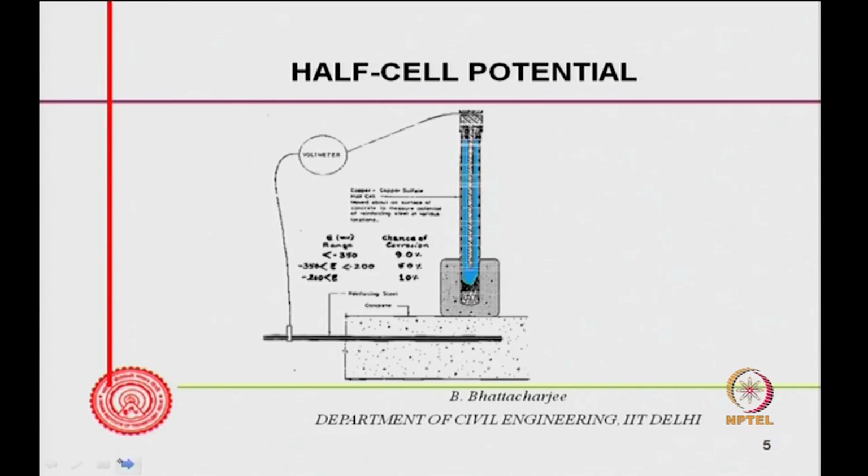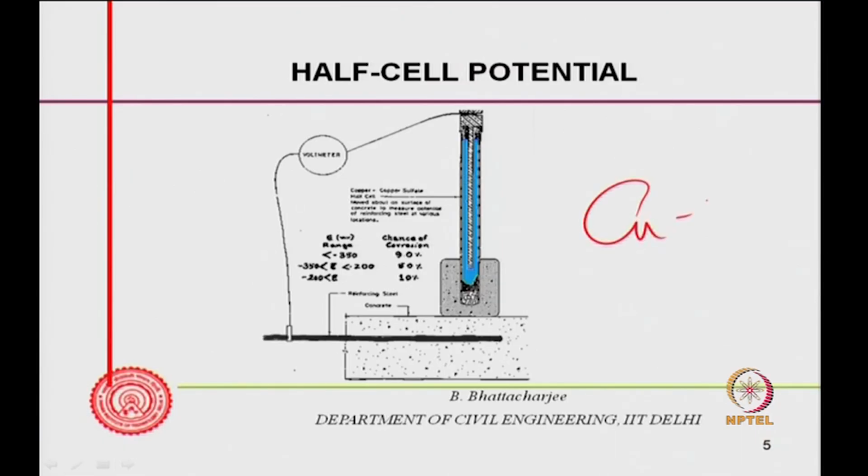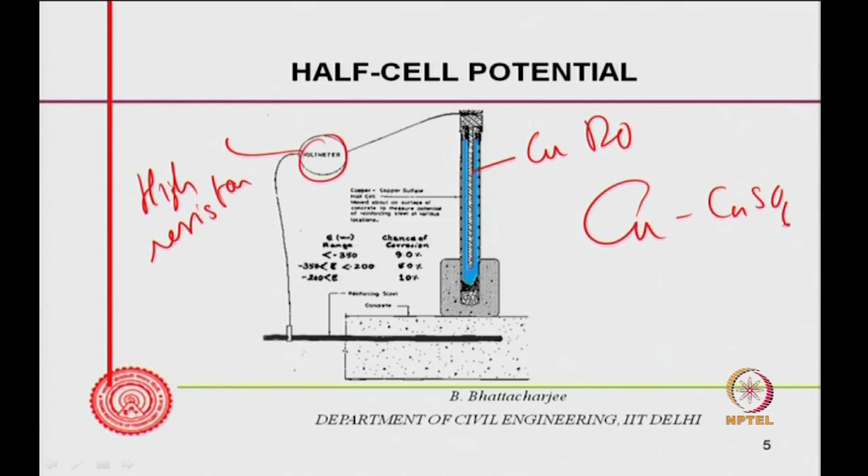So, for concrete systems, the ASTM C876 gives you a reference electrode, the copper sulphate reference electrode, where you have a wetted sponge here. This is saturated copper sulphate solution, this is a copper rod connected to a high resistance voltmeter, and one point is connected to the exposed rebar. This is your reinforcement bar, and this is the concrete. This must be wet enough.